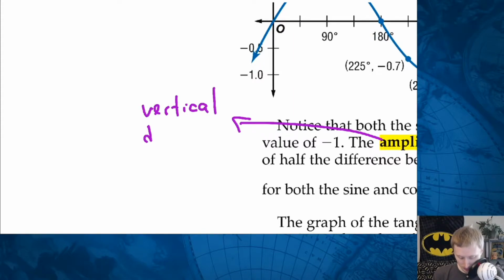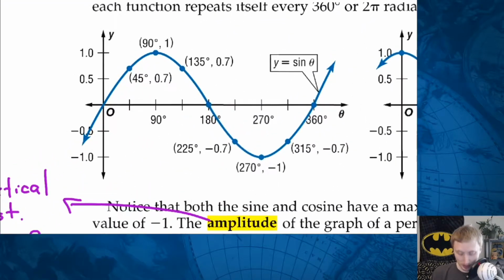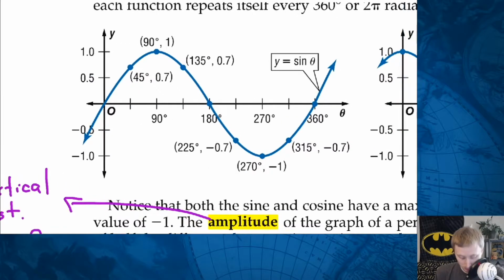vertical distance from 0. Okay, and we can look at this very basic sine graph right here. Here is our 0. How high up does the graph go? It goes up to 1. So that distance right there is 1. Our amplitude is 1.